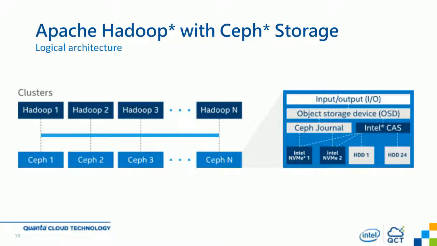In this particular POC, we use the Quanta Cloud Technology QCT servers for compute, for storage, and also the switches. They're all QCT products, and we use the Intel Xeon processors, the Intel NVMe solid-state drives, and of course the cache acceleration software from Intel. And we will dive deeper into how we make use of the NVMe in this particular architecture. Let's go to the next slide.